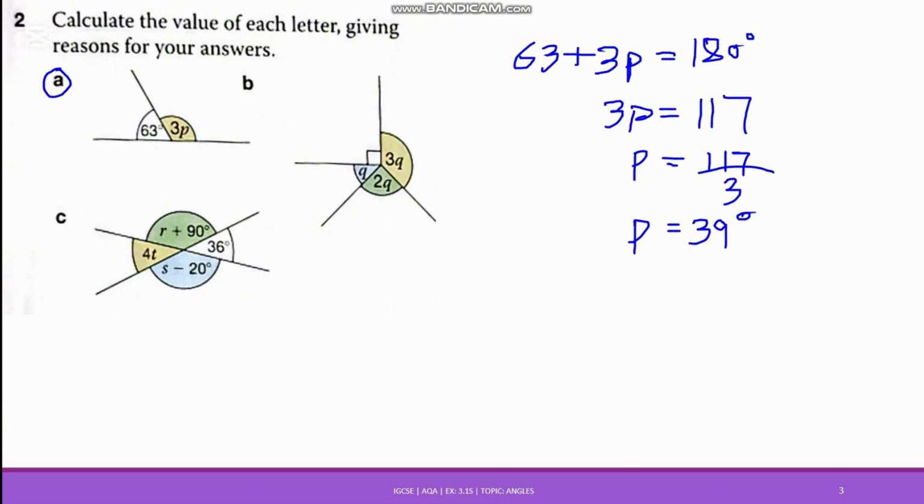Now I will just write down the equation for part B and leave the rest of the portion for you. Here in part B, the sum of all these angles will be equivalent to 360 degrees, because this is a complete circle. By the way, we can give the reason over here that the angles add up to 180 degrees because of the straight line.